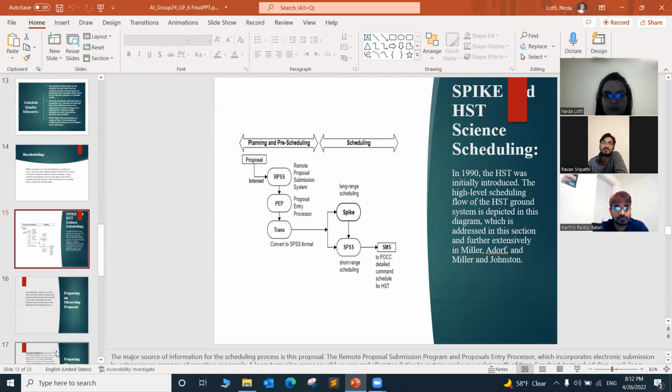Over to Karthik. Hi. Moving to my slides, I will discuss planning, pre-scheduling and scheduling, like Spike, Hubble science scheduling. In 1990, the HST was initially introduced. The high-level scheduling flow of the HST ground system is depicted in the diagram, which is addressed in the section and further extended in Miller and Adorf and Miller and Johnston.